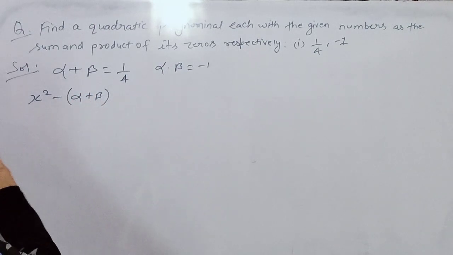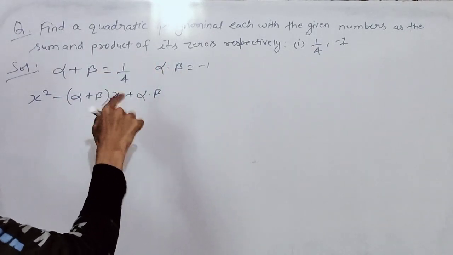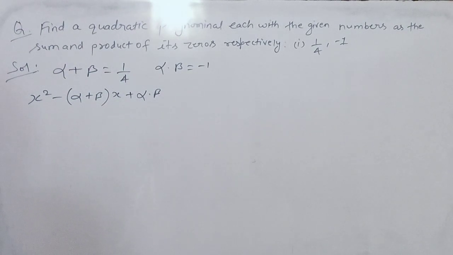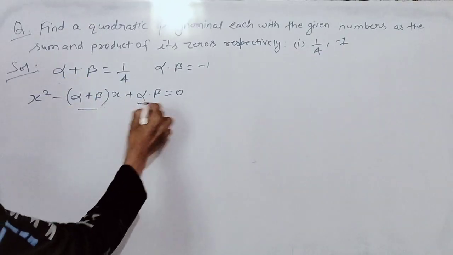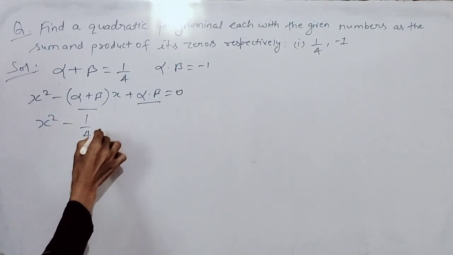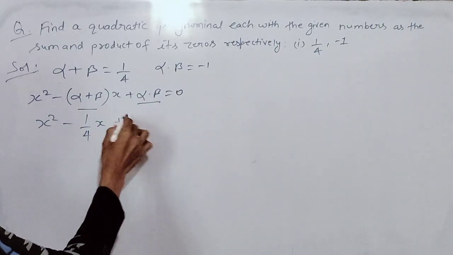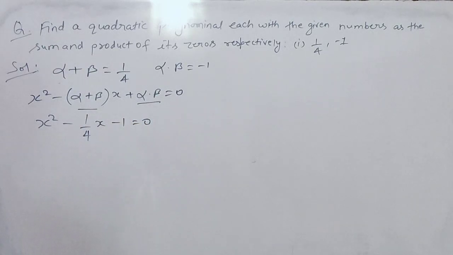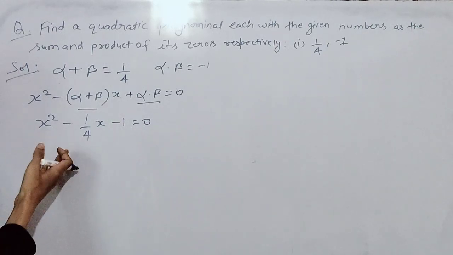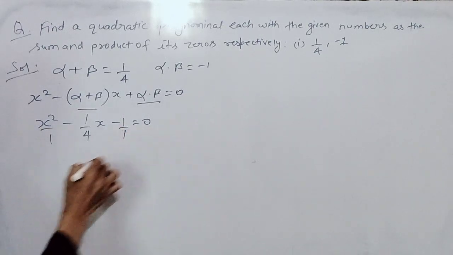sum of zeros times x, which is the coefficient number, plus product of zeros, which is the constant number, equal to 0. We know the value of this and this, so we put them in. The sum is 1 upon 4, so x square minus 1 upon 4 x, and the product is minus 1, equal to 0. So finally we got this. Even you can solve it further like that.